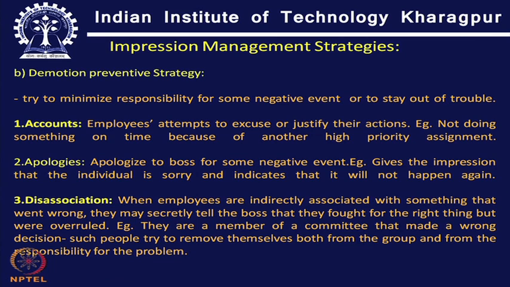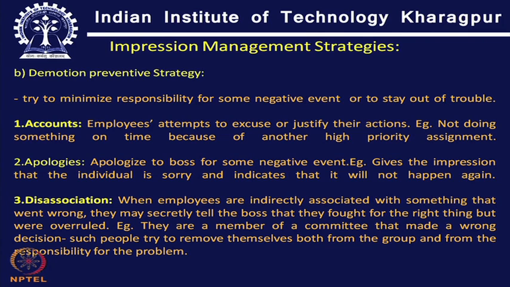When you are talking of demotion preventive strategy, what we try to do is minimize the responsibility for some negative effect, or stay out of trouble. First is accounts, where employees attempt to excuse or justify their actions, for example, they were not able to do something in time because there was another very high priority assignment. Next is apologies, where one apologizes to the boss for some negative event, and gives the impression that the individual is really sorry about it and that it is not going to happen again.